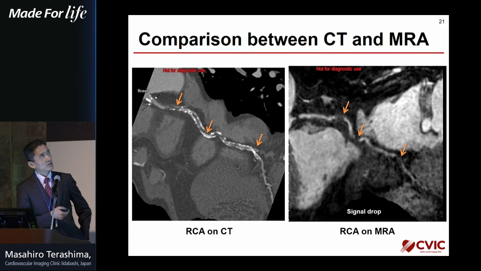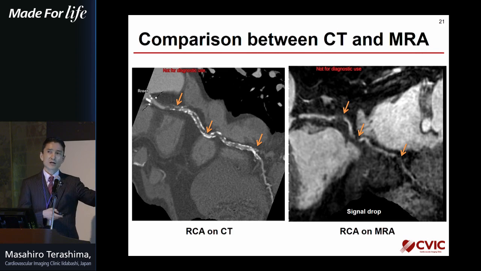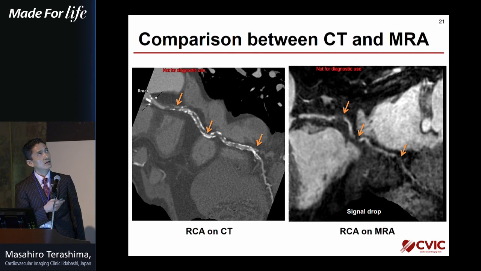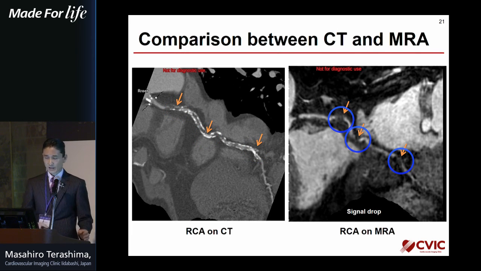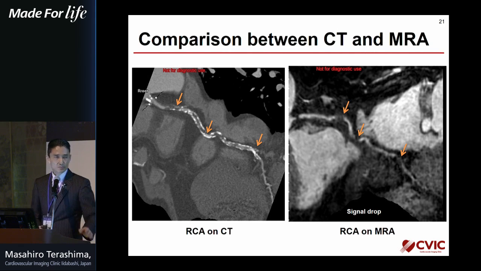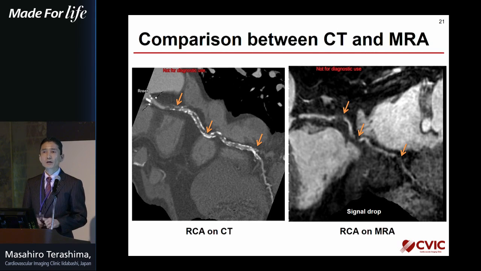We can compare carefully: on the left side is coronary CT, and on the right side is coronary MRI. We can identify the corresponding coronary stenosis on coronary MRI. Again, if a patient has a severe coronary calcification, coronary MRI sometimes works very, very well.